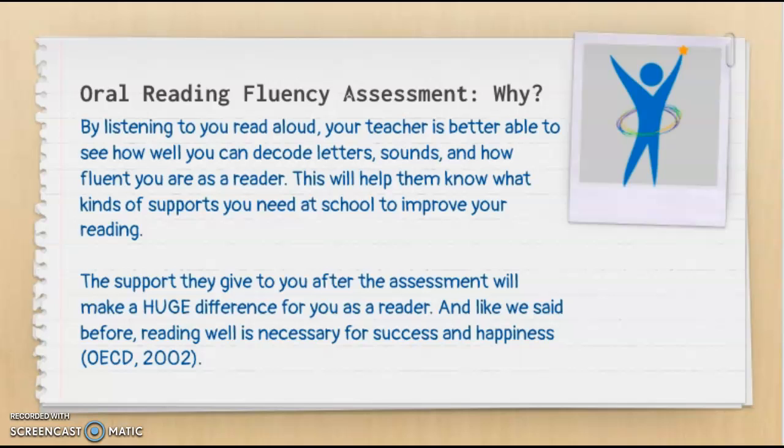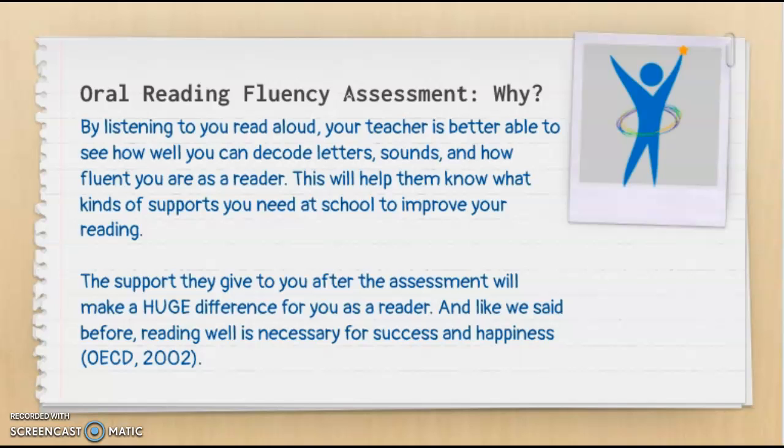Now, tell them about the why. It's important for the teacher to listen to students read out loud so that they can see how well you decode letters, sounds, and how fluent you are as a reader. And this is going to help them target the kinds of supports that students are going to need at school to improve their reading.